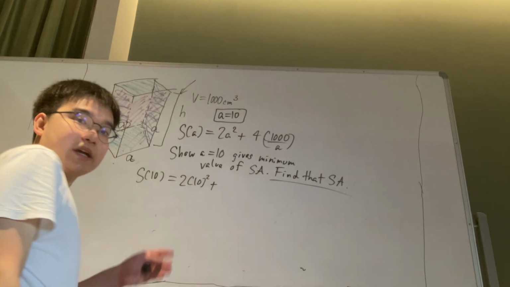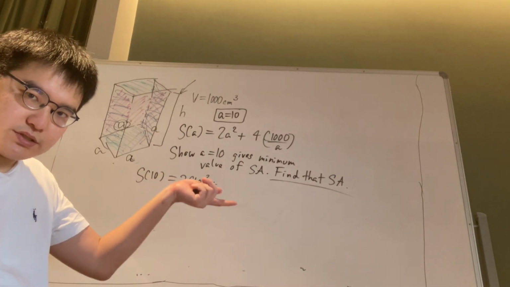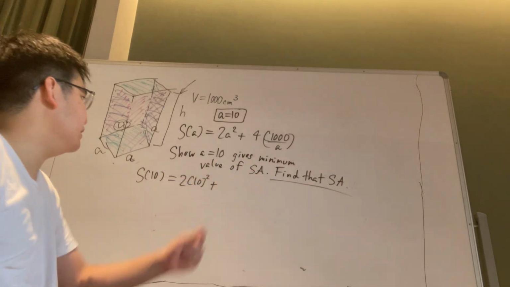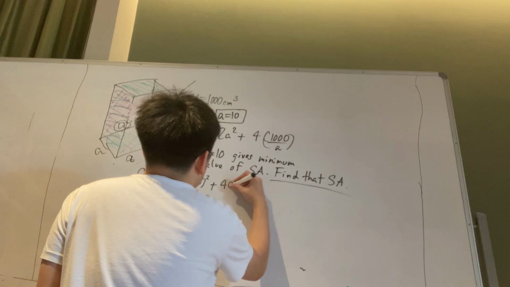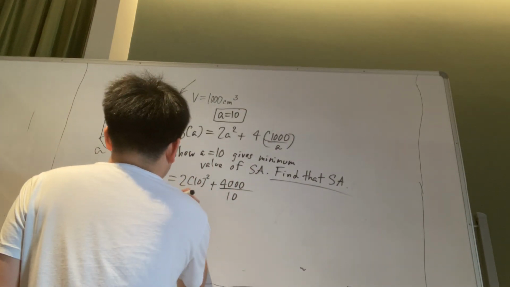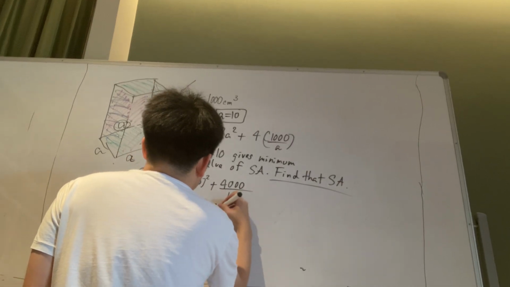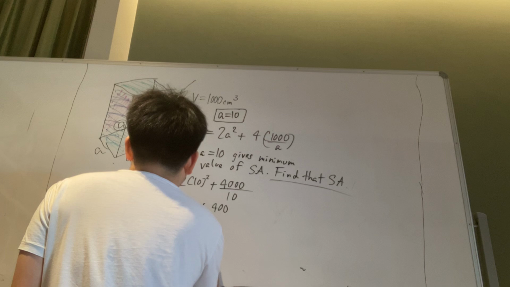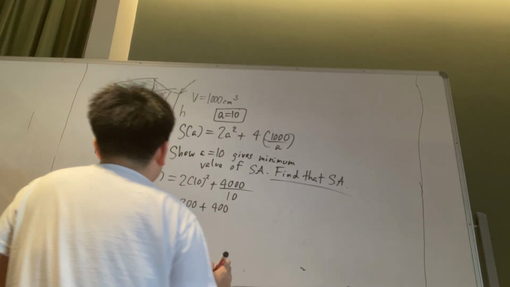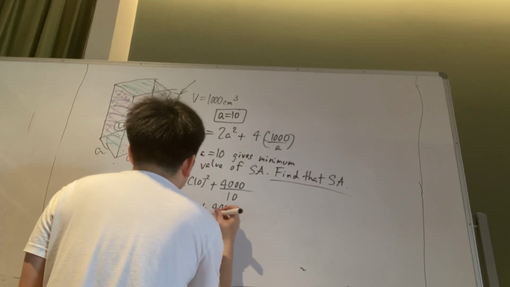Oh yeah, since you're in IB, if you have the TI-Nspire or stuff, you could use nSolve or just put in a number for that there. So then that's 4,000 divided by 10. So that's 200 plus 400 equals 600. Yeah, that's done. So that's the minimum surface area. It's 600 centimeters squared.